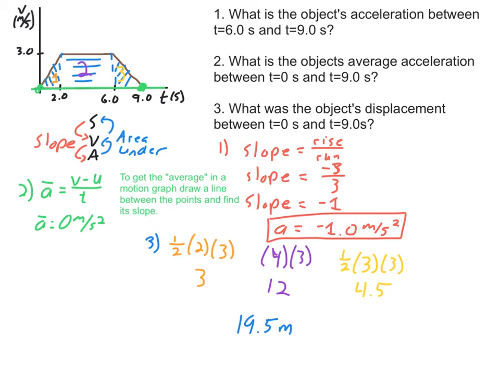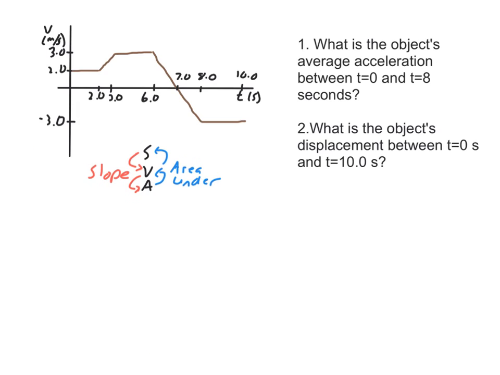Looking at my graph though, it looks like I only have 2 significant figures, so I need to round this to 20 meters. Let's look at the last 2 questions, I guess, from the last problem here that might be a little bit more difficult to understand.